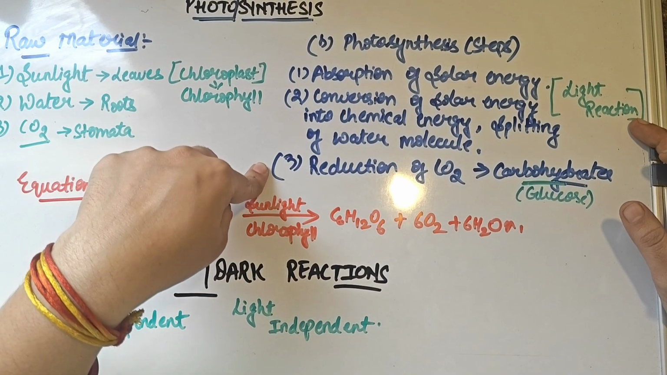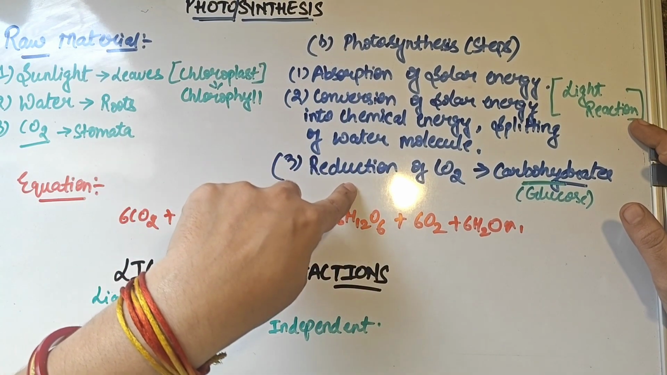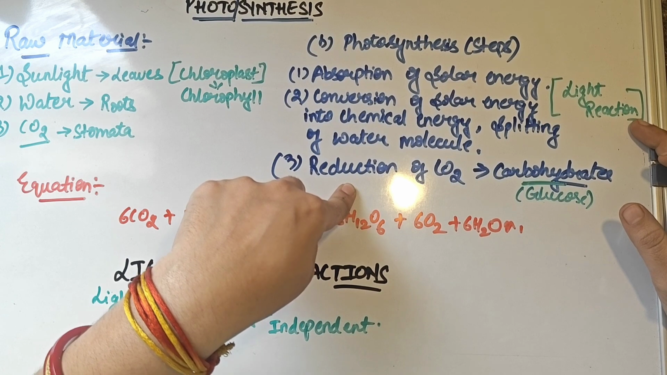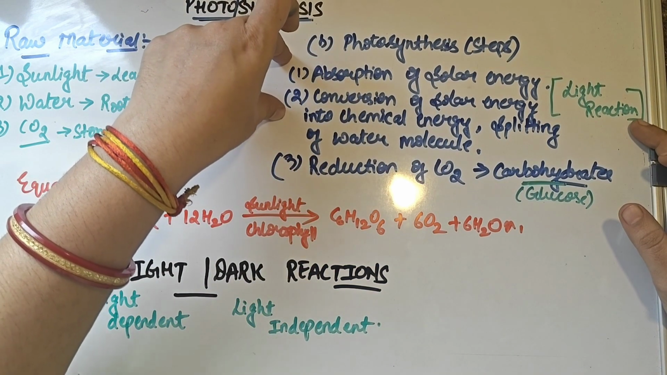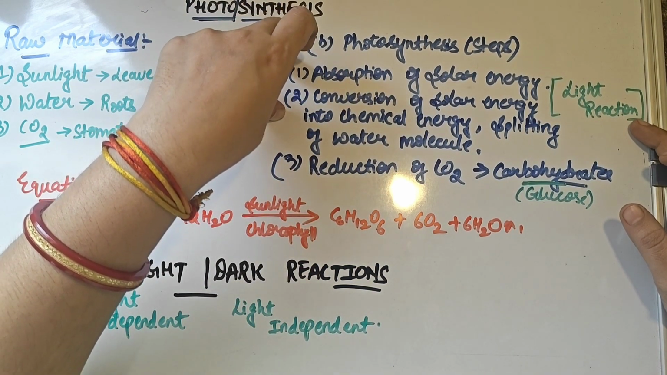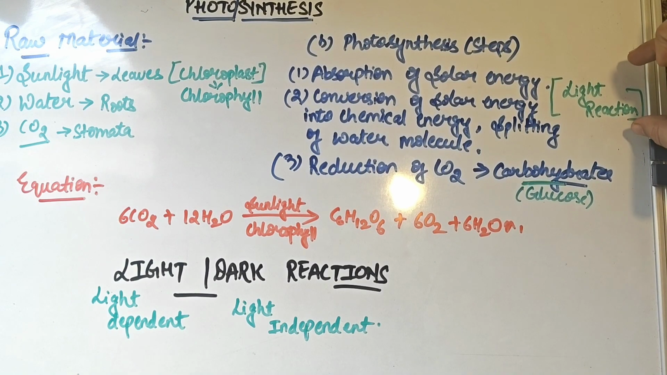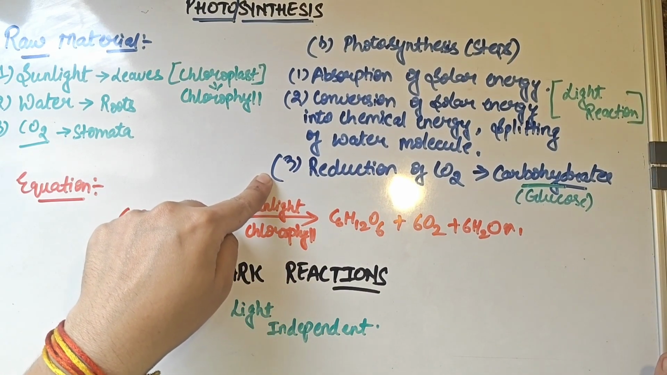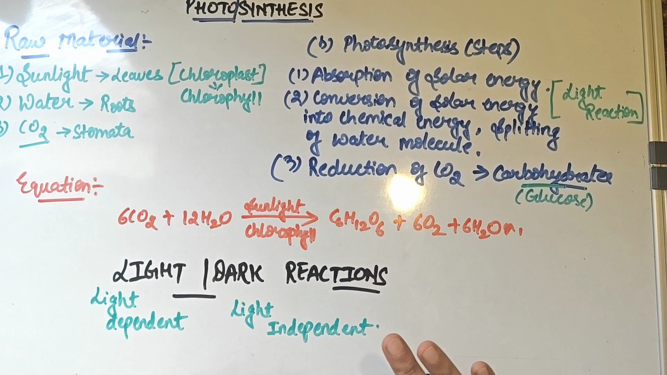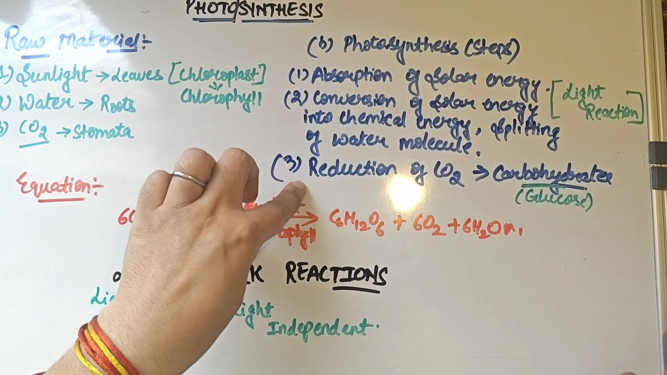Now this third step that we are talking about, this step actually does not require mainly sunlight. These two steps are dependent on light. Without sunlight, these two steps won't happen. That is why we say them as light dependent or light reaction. But this third step does not require the presence of sunlight. Even in the absence of sunlight, this step would happen.